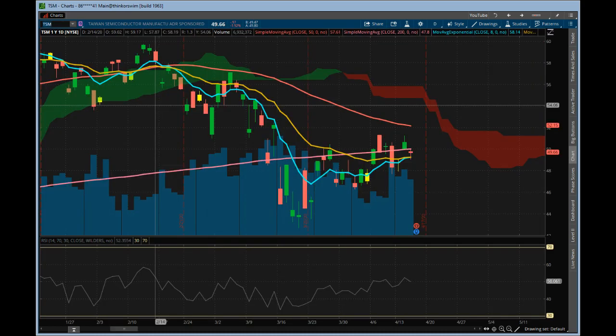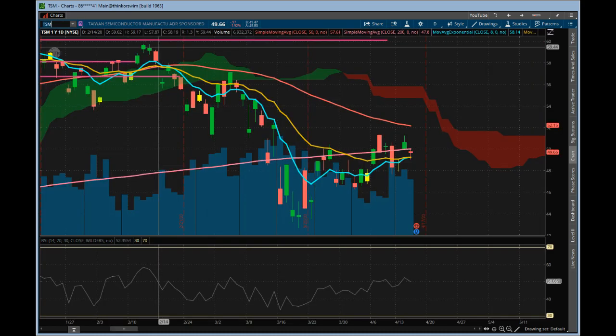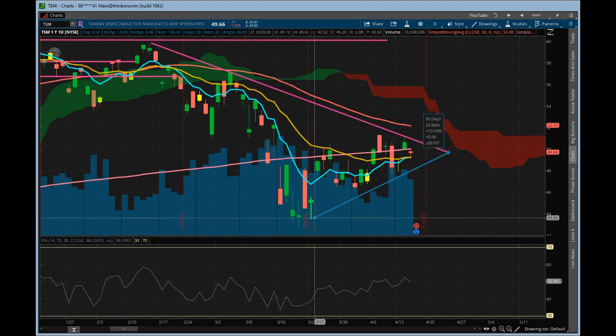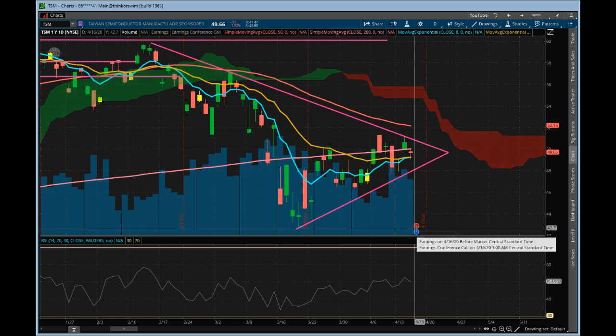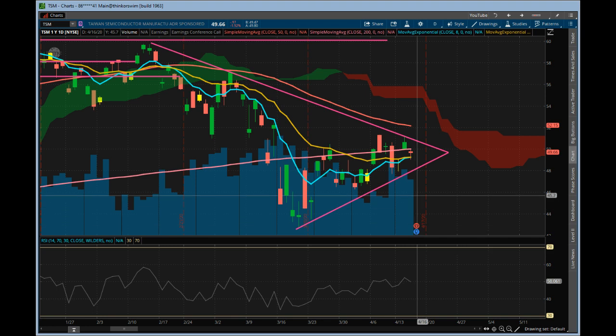Yep, Taiwan Semiconductor. This thing is getting, I'm not even going to put a trend line. You can just see the triangle on this one almost right away. So just see how it handles that, see if we can get a breakout candle one way or the other. We've got earnings coming up tomorrow after the close, so see if that may give a breakout candle one way or the other.